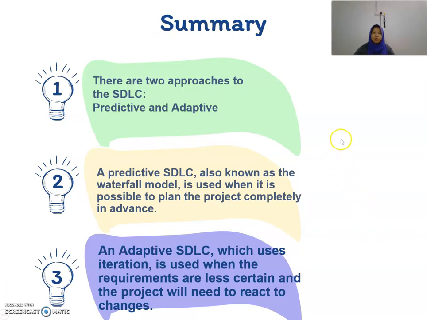As a summary of the first part of this topic, there are two approaches to the SDLC. The first one is predictive and the second one is adaptive. A predictive SDLC, also known as a waterfall model, is used when it is possible to plan the project completely in advance. The adaptive SDLC uses iteration. It is used when the requirements are less certain and the project will need to react to changes.